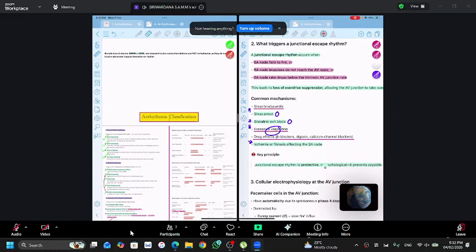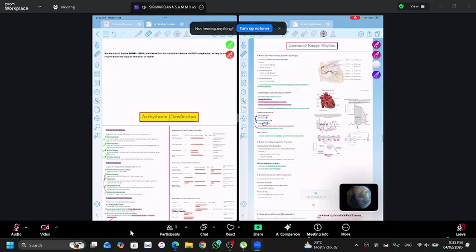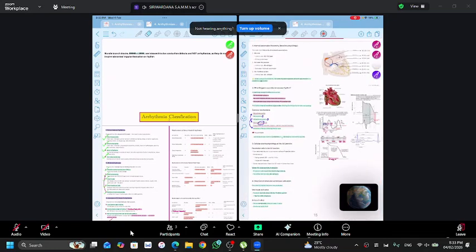It's not pathological. Not pathological as there is a pathology with the SA node, but this is a physiological mechanism that is like a fail-safe. So this helps in preventing asystole. Asystole is that there is no impulse reaching the ventricles, and the ventricles stop beating and the heart stops pumping. Okay, so that is junctional escape rhythm.